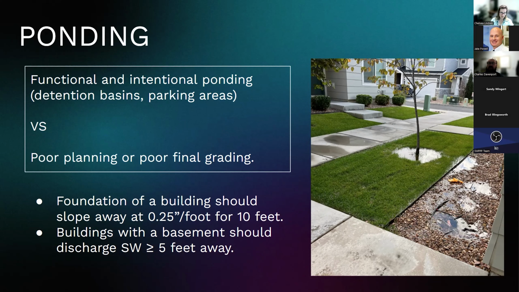Some rules of thumb are a foundation of a building should slope away at 0.25 inches a foot for 10 feet. These are just Orem standards, but they're good ones to go by, and they are typical building code standards. Stormwater can jive with all other codes and utilities with careful planning. Buildings with a basement should discharge stormwater about 5 feet away or more to protect, again, the structure of the building.